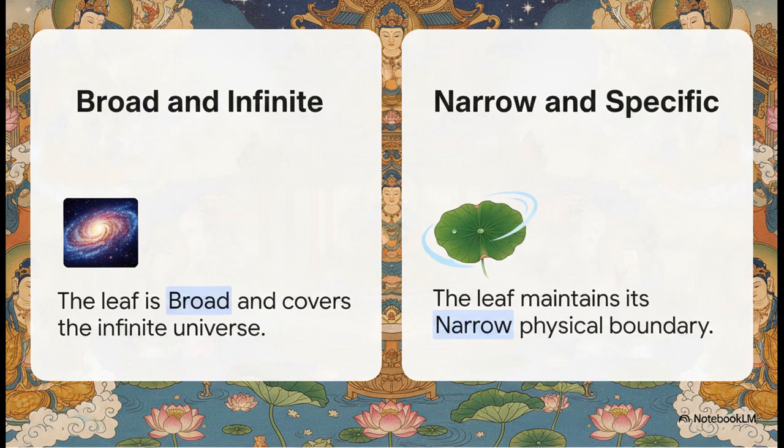The text argues that our lotus leaf maintains its tiny, specific, narrow boundary. It doesn't physically stretch out to become massive. But at the exact same time, its true nature perfectly covers the boundless, infinite universe. So being narrow and being broad aren't mutually exclusive at all. They happen simultaneously, without a single contradiction. The specific implies the infinite.